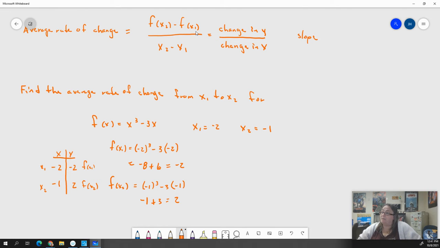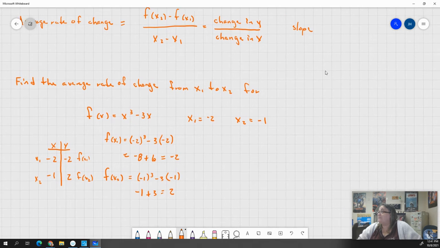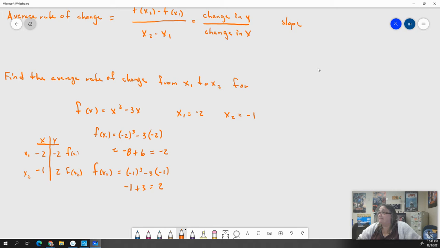So all we have to do is plug these numbers in once we find out what they are. I told you this was difficult, but it's not difficult at the same time. It's step heavy, but it's not difficult because literally it's the slope. All we're using is the slope formula. We're taking the difference between our y's over the difference between our x's. So we go 2 minus negative 2, because we've got f of x2 minus f of x1 over x2, which is negative 1, minus x1, which is negative 2. This becomes a plus, so we have 4 on top. Negative 1 plus 2 is 1. So our average rate of change on this is 4.